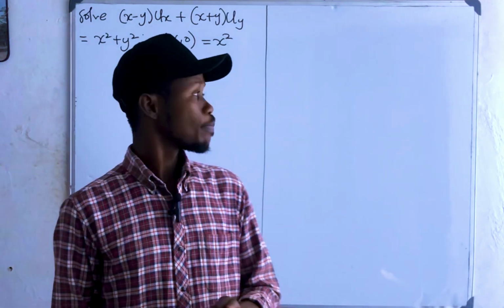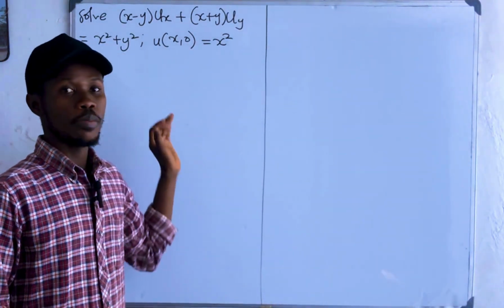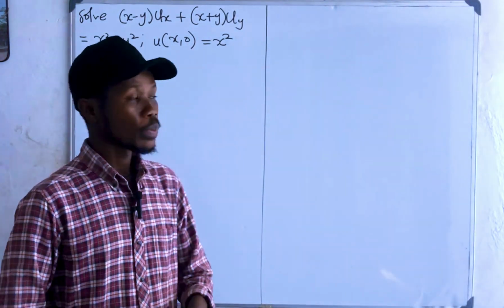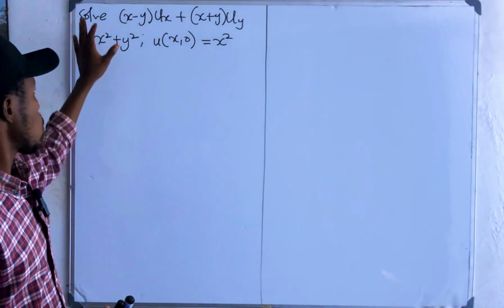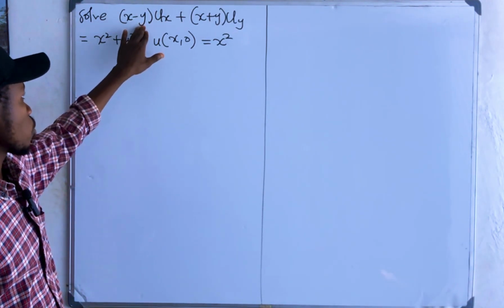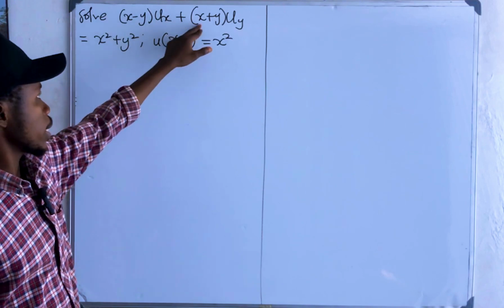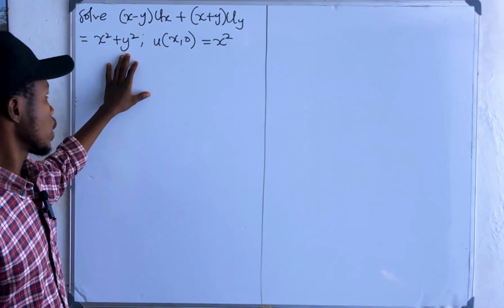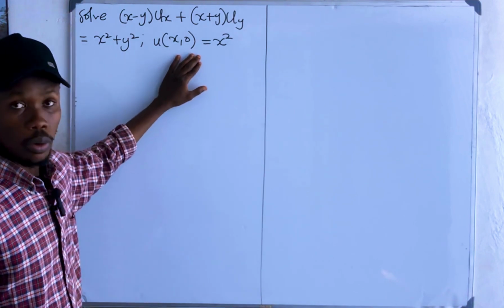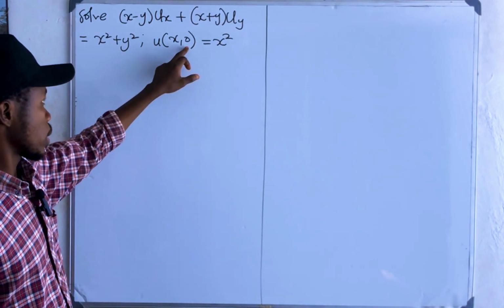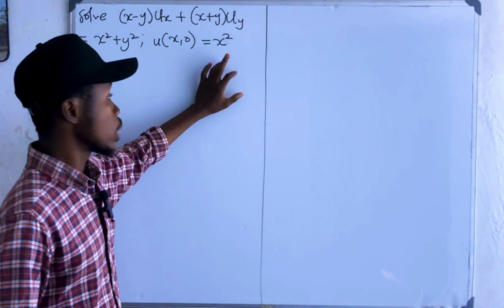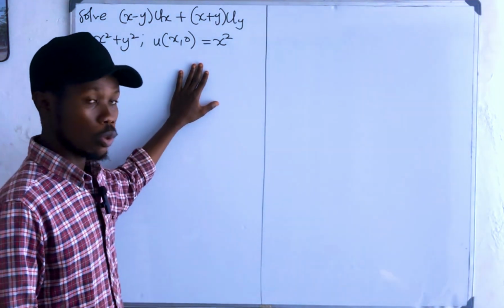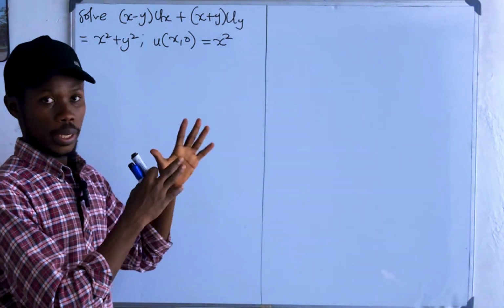We are going to look at this question. In fact, this question was given to me by one of my students, and the question goes this way: solve (x minus y) ux plus (x plus y) uy equals x squared plus y squared. And there was an initial condition given as u of x comma 0 equals x squared. So that was the question.